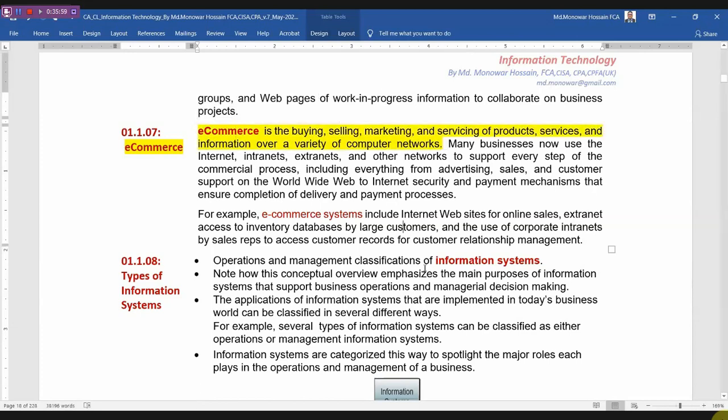Many businesses now use the internet, intranet, extranet, and other networks to support every step of the commercial process, including everything from advertising, sales, and customer support on the World Wide Web, that means the internet, and internet security payment mechanisms that ensure completion, that means the delivery and payment process. And to secure that type of business, just a few days ago, on 6 May, Bangladesh Bank circulated a notice from the Payment Services Department.